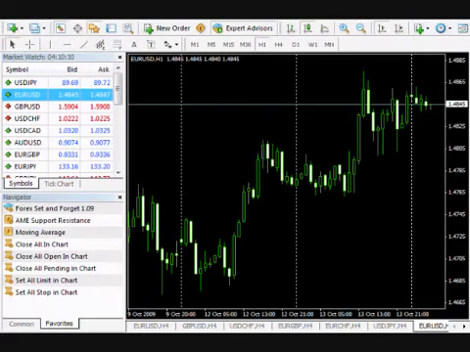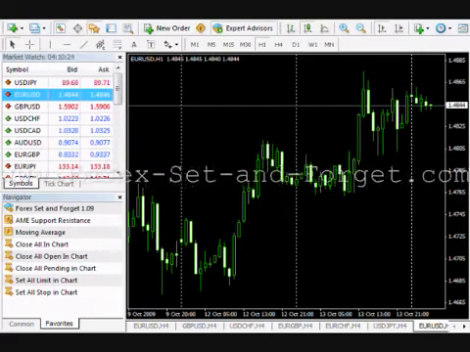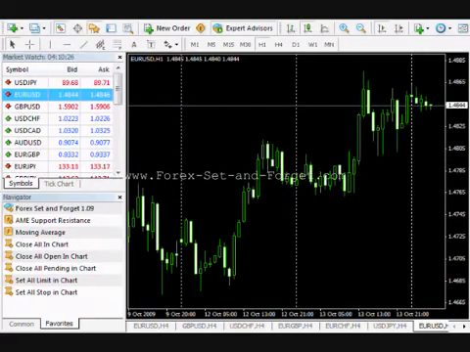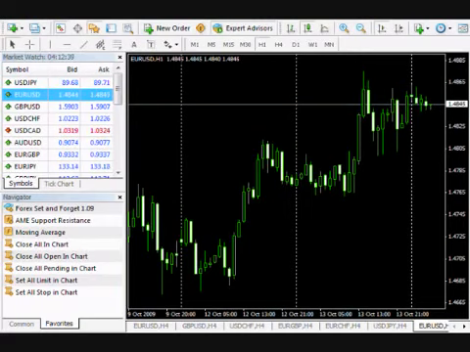I'm going to share an indicator with you that you can use in your own trading. This is the exact same indicator that's used by Forex Set and Forget, my automated trading robot, to help it decide when it's safe to trade. It's called AME Support Resistance, and it shows where the support and resistance levels are on your chart. Let me show you how it works.